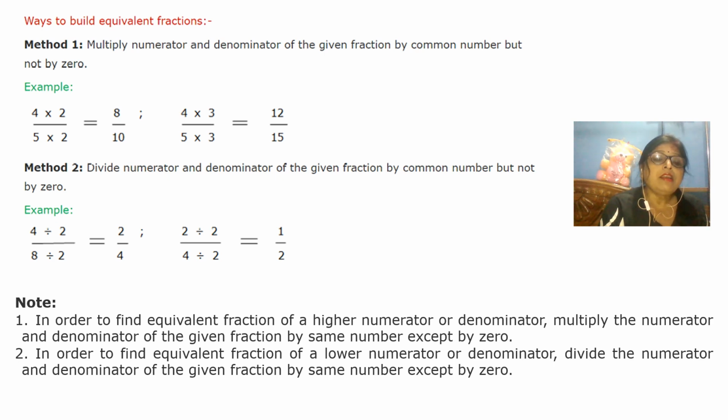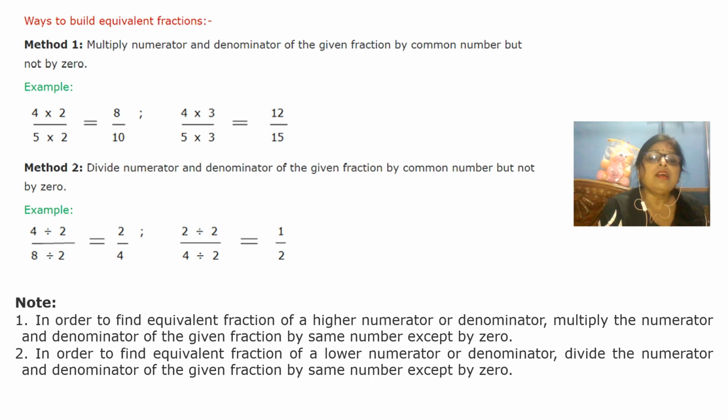You can see it with the help of an example also. 4 by 5 is your fraction. Now you have to find out the equivalent fraction of 4 by 5. So first you multiply the numerator and denominator by 2. You keep it in your mind, always multiply with the same number. If you are multiplying with the same number, then you can get the equivalent fraction.